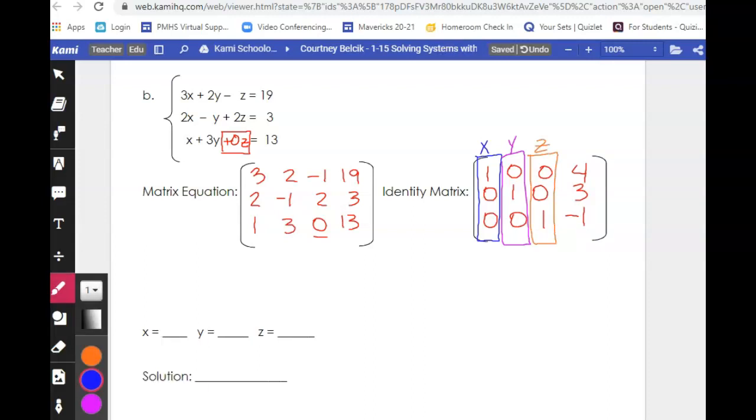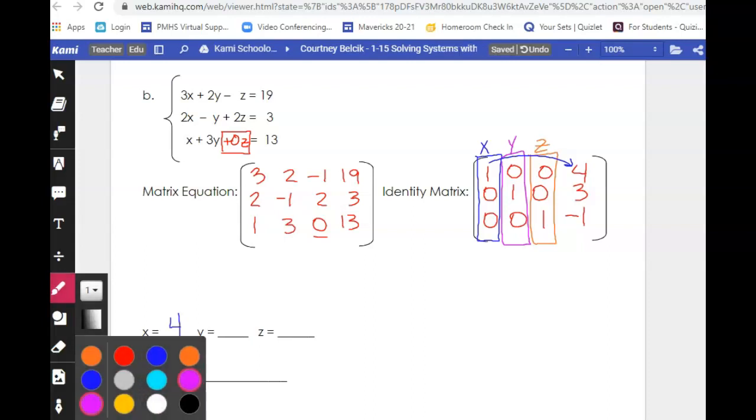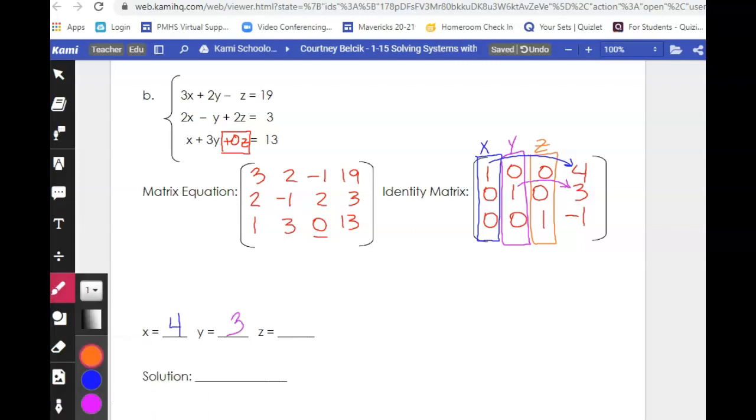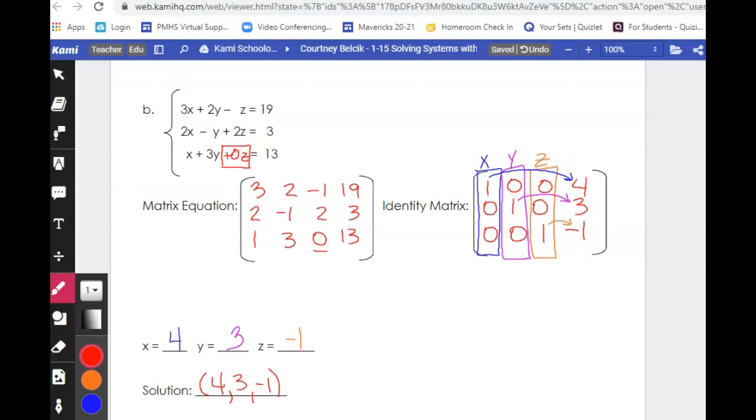If you have a 1 right here for the X column, that means that X equals 4. If you have a 1 right here in the Y column, that means Y equals 3. And if you have a 1 right here in the Z column, that means Z equals -1. And you can write your answer as an ordered triplet of X, Y, and Z. That is your solution. Okay, so I'm going to go ahead and scroll down to our next problem.